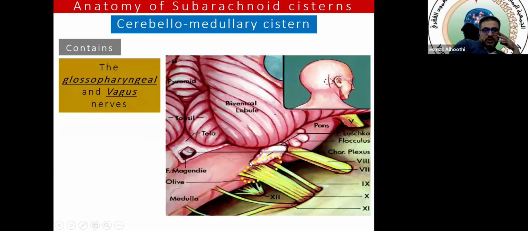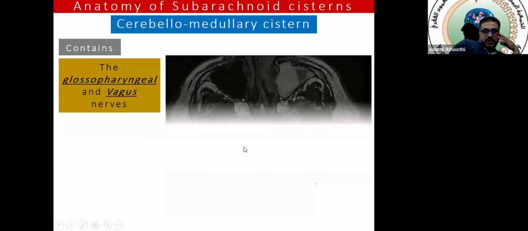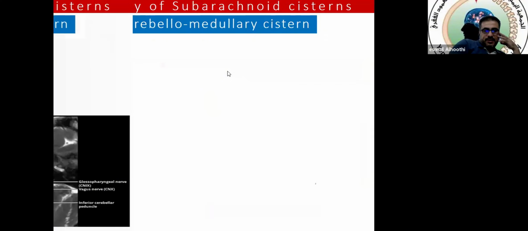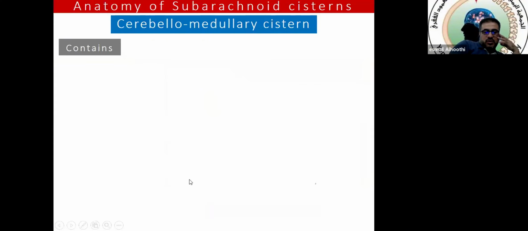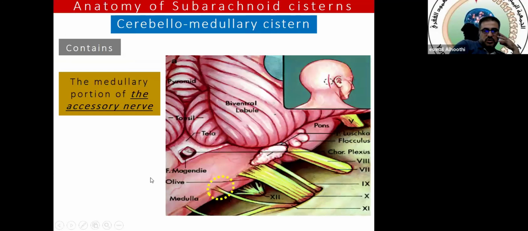The contents of the cerebellomedullary cistern are the glossopharyngeal and vagus nerves. As we see in this MRI, these are the rootlets and this is the nerve for the glossopharyngeal. And this other, this is the vagus and the glossopharyngeal. Also, this is the medullary part of the accessory nerve. Also, it's contained within the cerebellomedullary cistern.